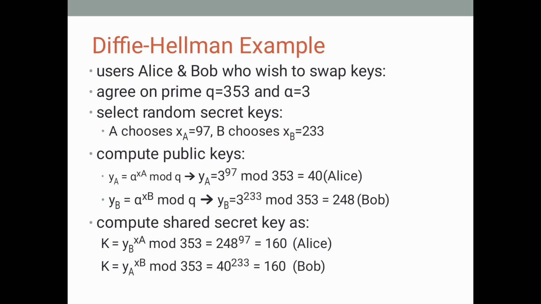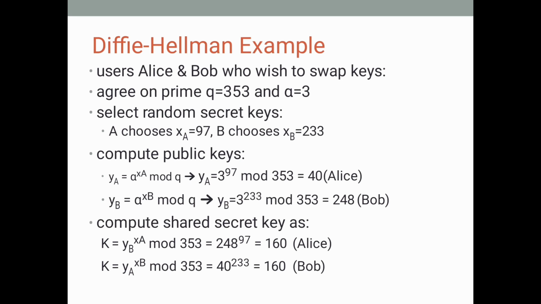Now they can compute the secret key k for user A: yb power xa mod q, which is equal to 248 power 97 mod 353, which is equal to 160. And at the destination or the user B side, they can calculate the k value: k is equal to ya power xb mod 353, which is equal to 40 power 233, and the answer is 160.